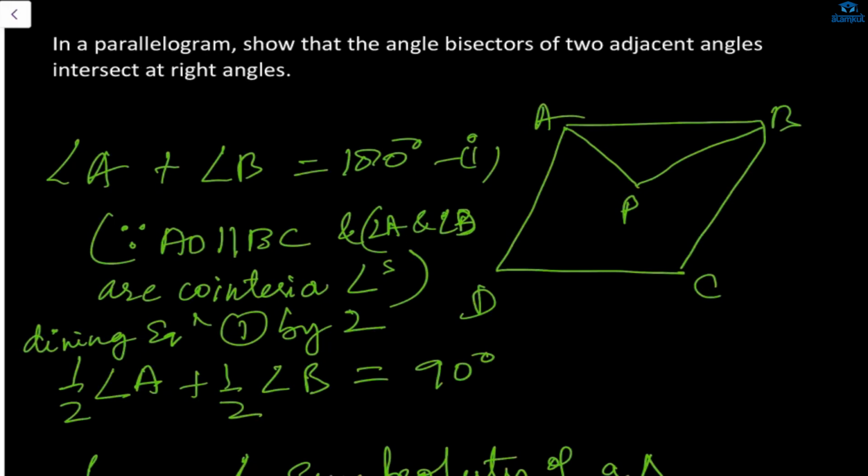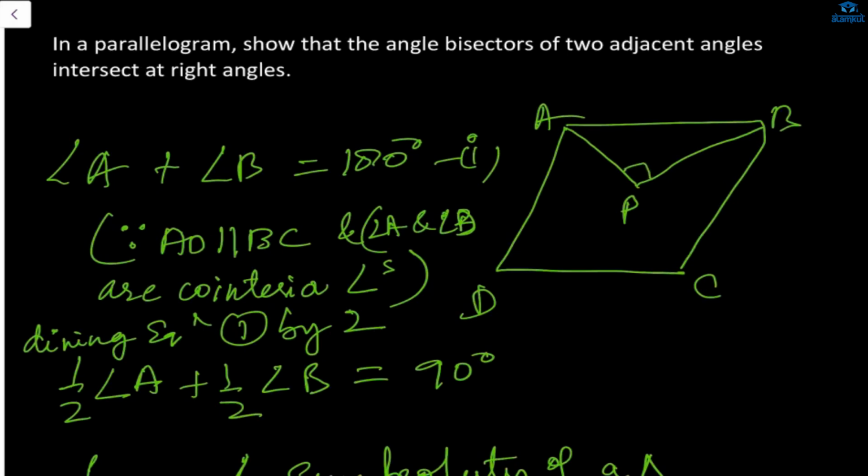Adjacent angles means one after another, okay? And you have to draw the angle bisector, and where the angle bisectors of these two adjacent angles meet, that is 90 degrees. So I have taken AB, and AP is the angle bisector of A, and PB is the angle bisector of B. So angle P will be equal to 90 degrees, I have to prove.